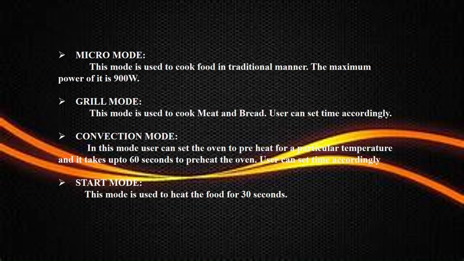Next is convection mode, which allows preheating. It takes about 60 seconds for preheating. After the preheating, user can set time for cooking. Next is start mode, which is used for quick heating for 30 seconds.